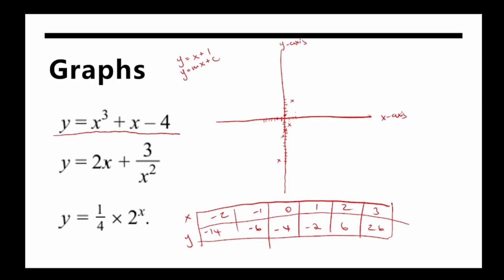2, 6, 1, 2, 3, 4, 5, 6, 2, 6 here. And 3, 26. Here's 3, 1, 2, 3, 4, 5, 6, 7, 8, 9, 10, 11, 12, 13, 14, 15, 16, 17, 18, 19, 20, 21, 22, 23, 24, 25, 26 is somewhere here. Now we connect the graph with lines. So this would be a sketch of y equals x to the power 3 plus x minus 4. We do the same thing with the other graphs. We start a table and calculate the points, mark it on, and connect it with smooth lines.